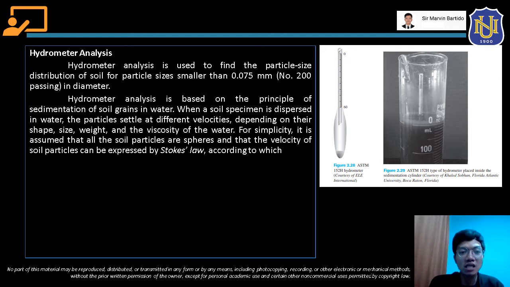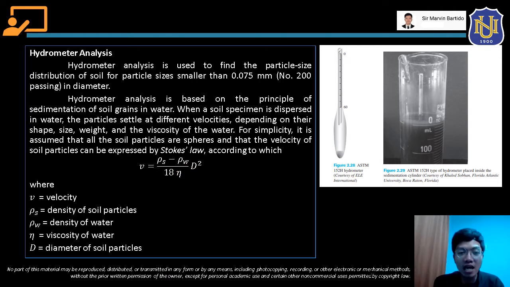For simplicity, it is assumed that all the soil particles are spheres and that the velocity of soil particles can be expressed by Stokes' law. This is the formula we use in Stokes' law: V is equal to (rho sub S minus rho sub W) over 18 N, times D squared. Here, the small V is the velocity. Rho sub S is the density of soil particles. Rho sub W is the density of water. N is the viscosity of water. And D is the diameter of soil particles.